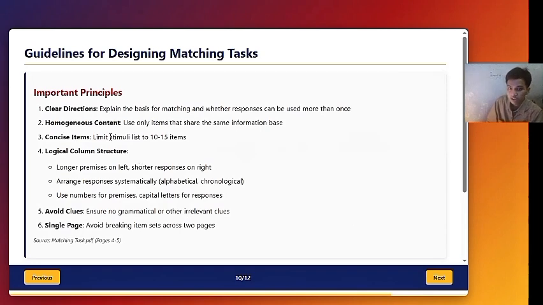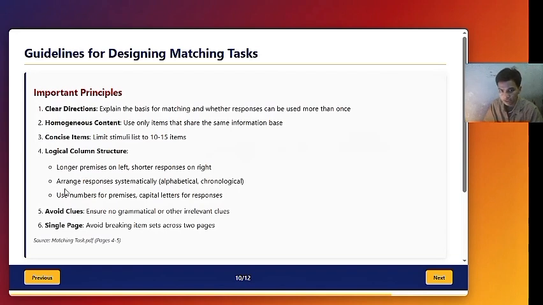Third, concise item limit. You need to limit the stimuli list, usually to 5 to 10 or 10 to 15, because too many stimuli could overwhelm the students. The fourth one is logical column structure. Longer premises usually go on the left, and shorter ones as the responses in column B on the right.